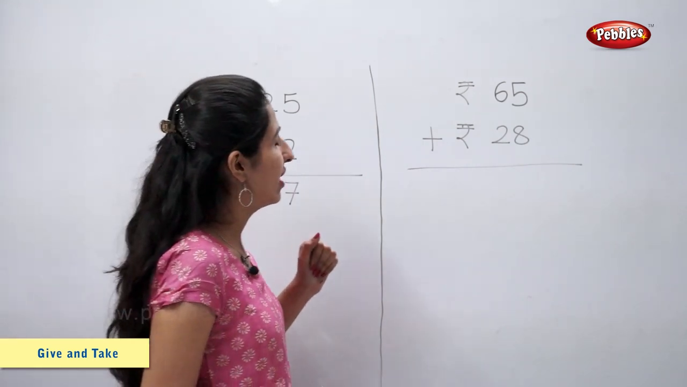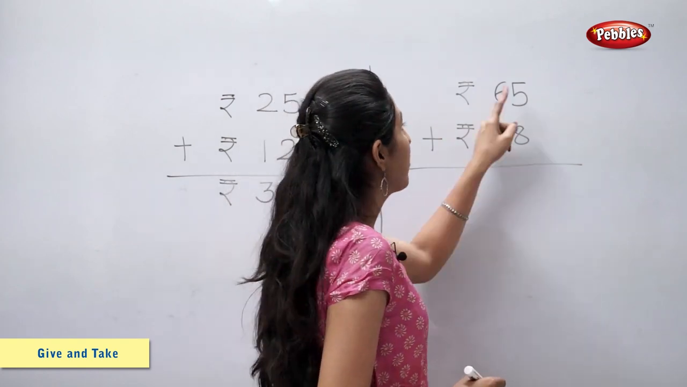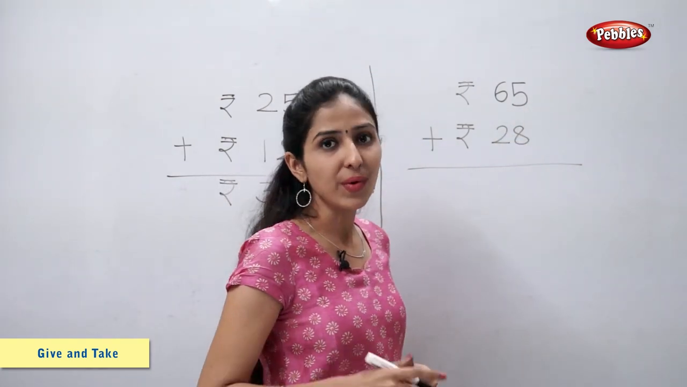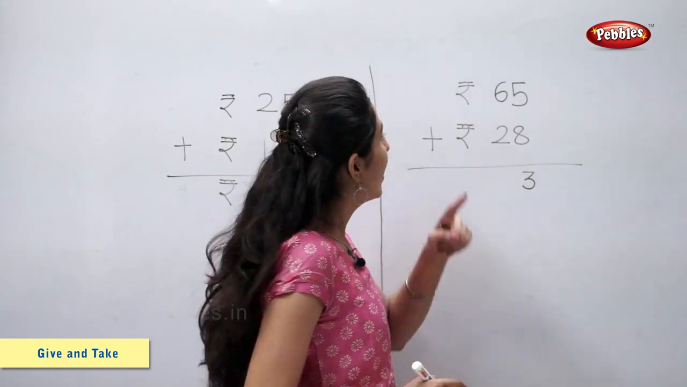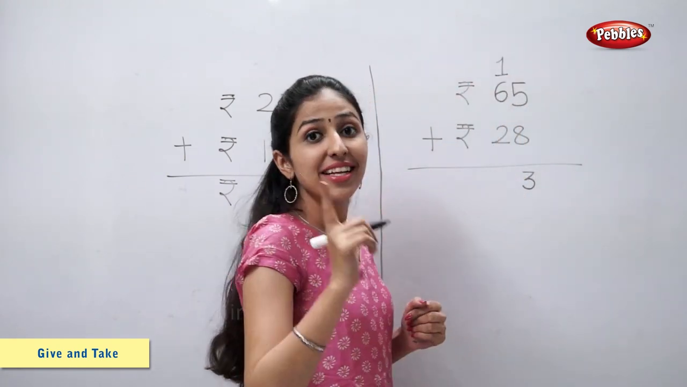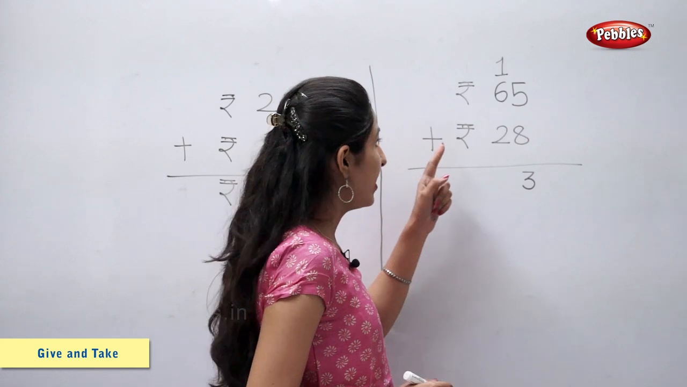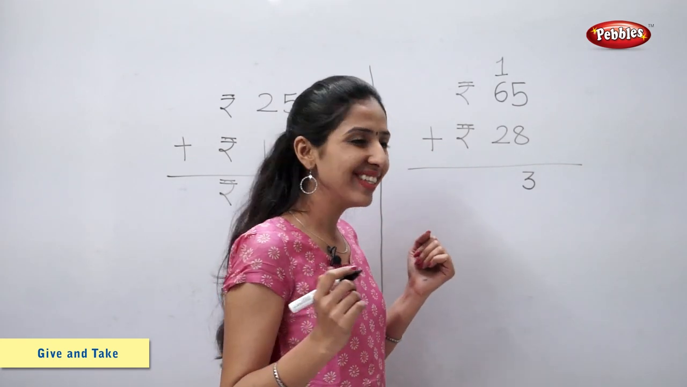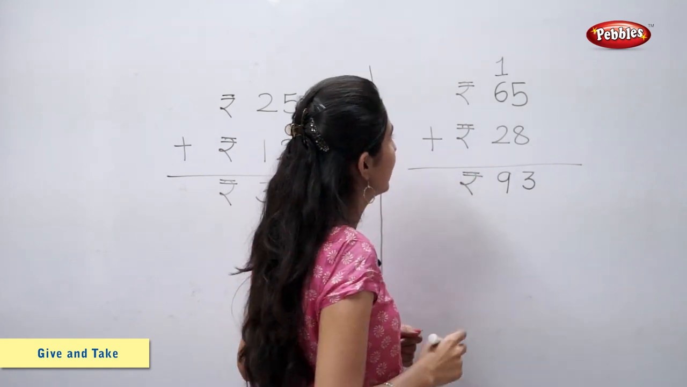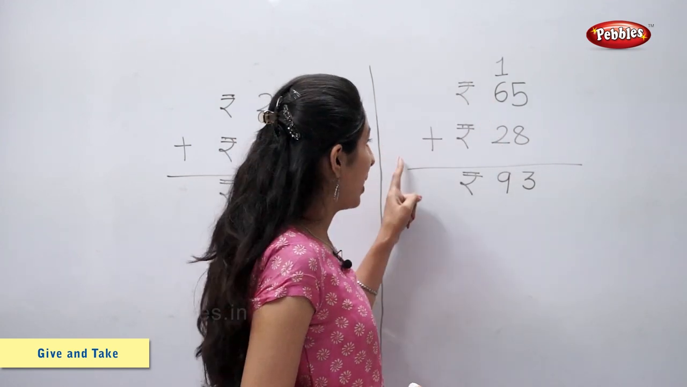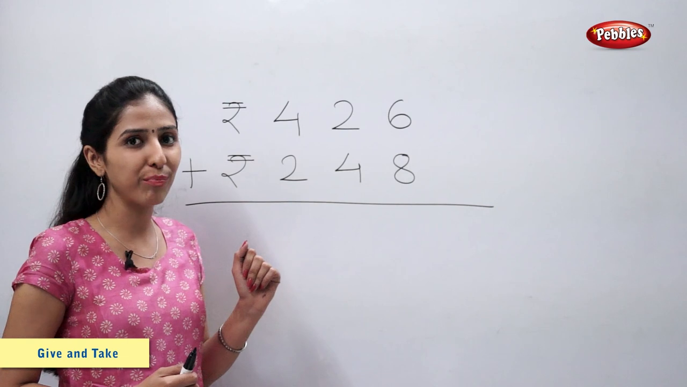Let's solve this example. Rupees 65 plus rupees 28. 5 plus 8 is equal to 13. So, let's write 3 here and 1 carry forward. Now, 1 plus 6 is equal to 7. 7 plus 2 is equal to 9. Let's write our sign. So, rupees 65 plus rupees 28 is equal to rupees 93.